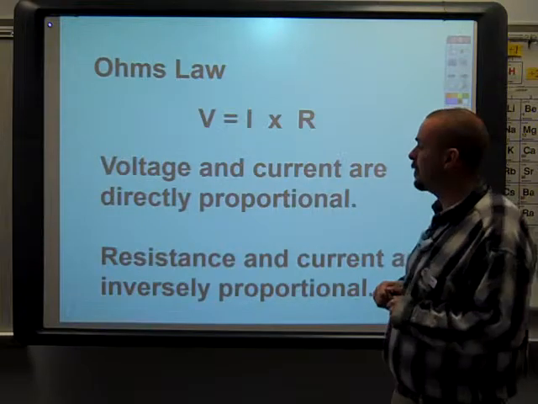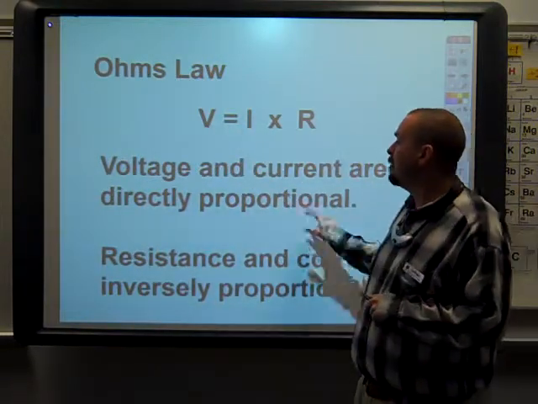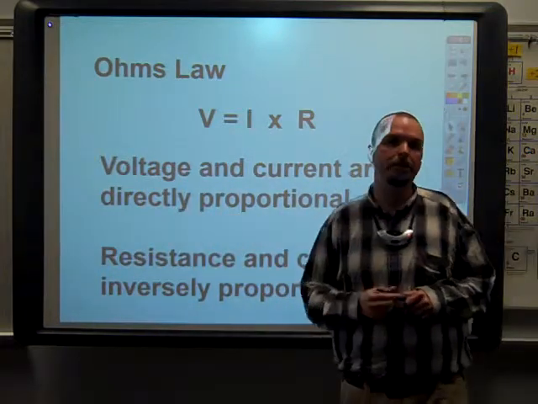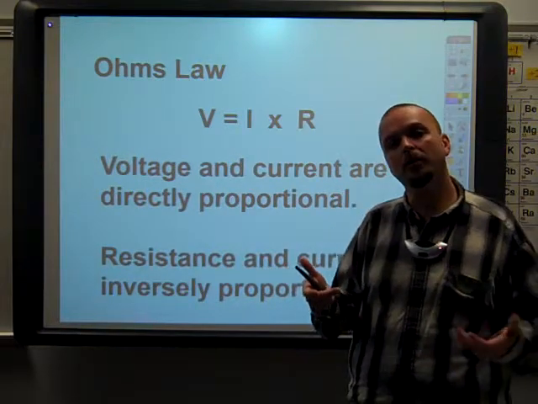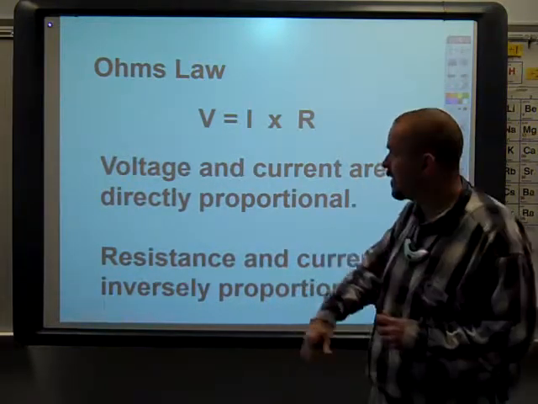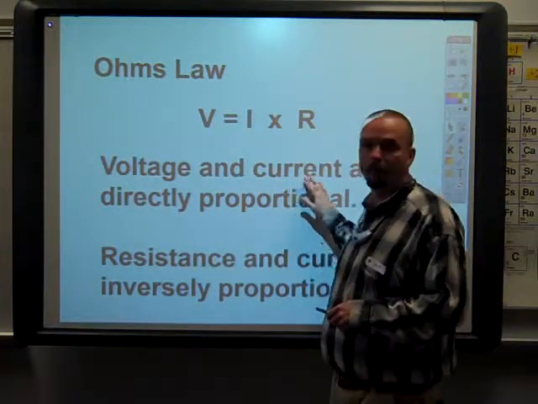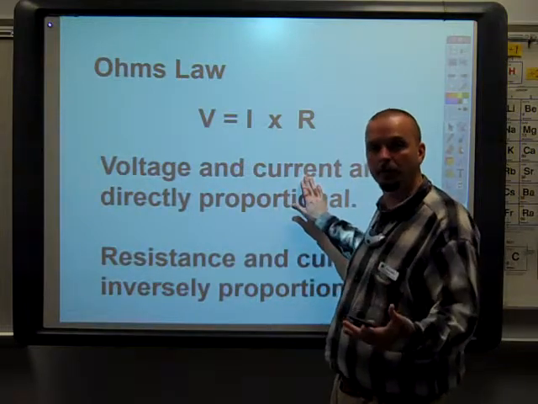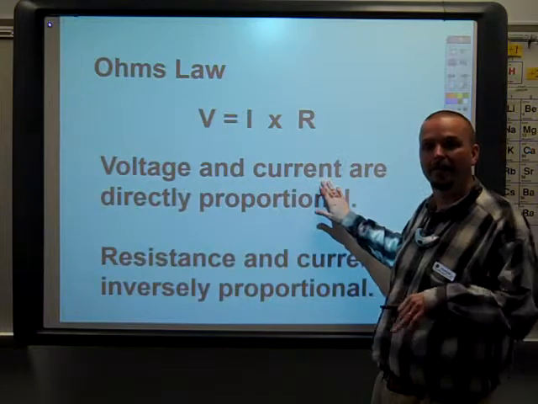Two in particular you have to know, the relationship between voltage and current first. Voltage and current are directly proportional. That means they change in the same way. When one goes up, the other goes up. When one goes down, the other goes down. And it's pretty common sense. The more voltage I have, the more potential energy I have, the more kinetic energy I'll have. The more current I can produce. The less voltage I have, the less current I can produce.